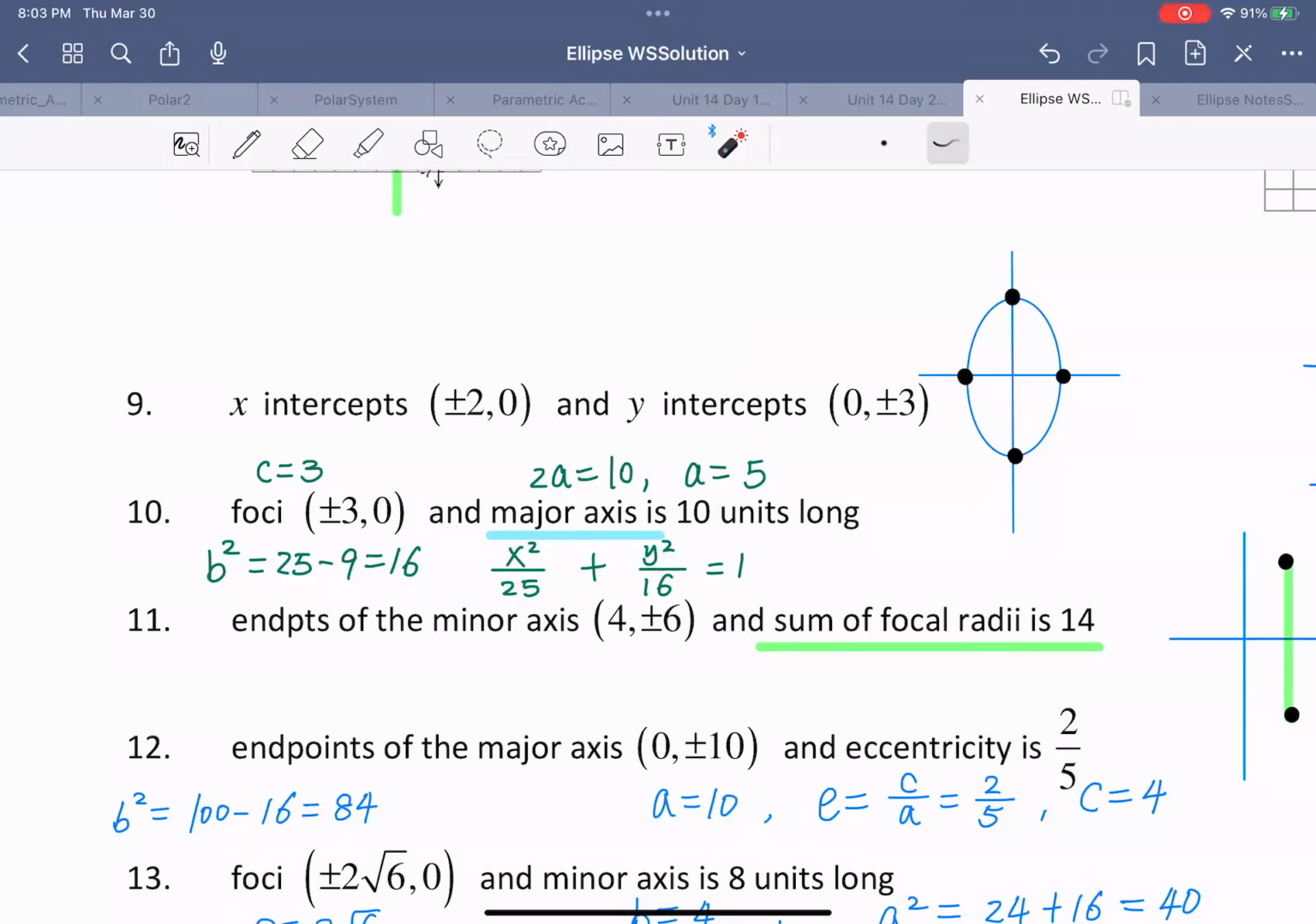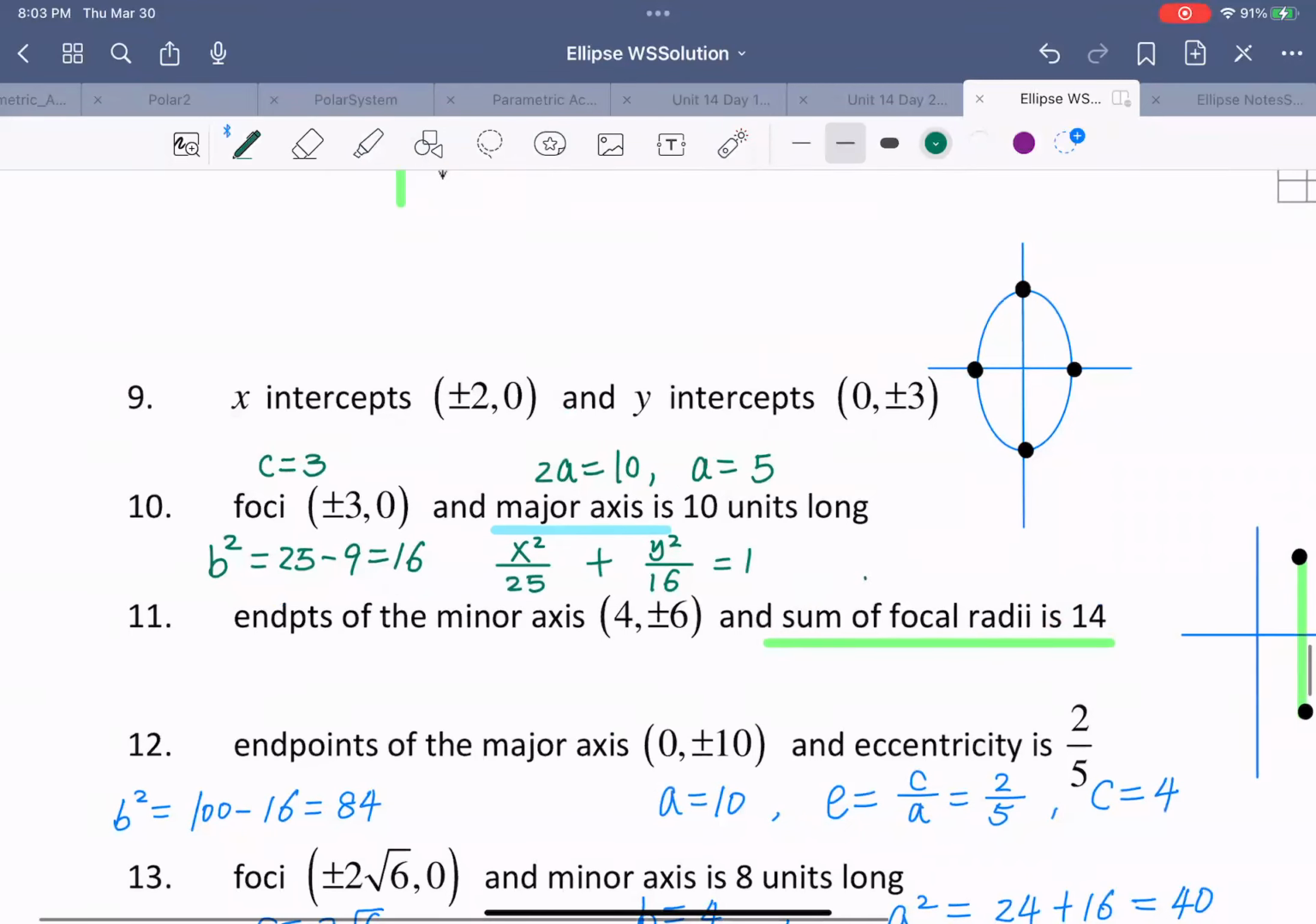Very often, students, when they see the name, if they didn't pay attention clearly, they feel so scared. They don't know how to solve. Simple. This is 2a. Okay? So 2a equals 14. All right? So a is how much? 7. A is 7.